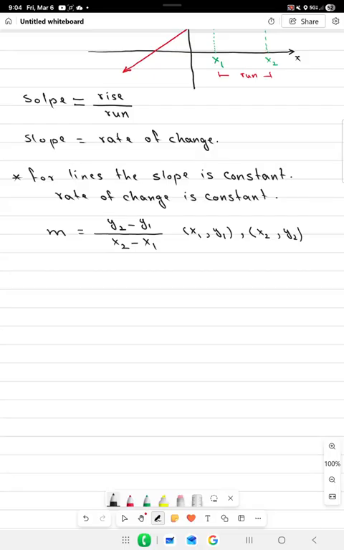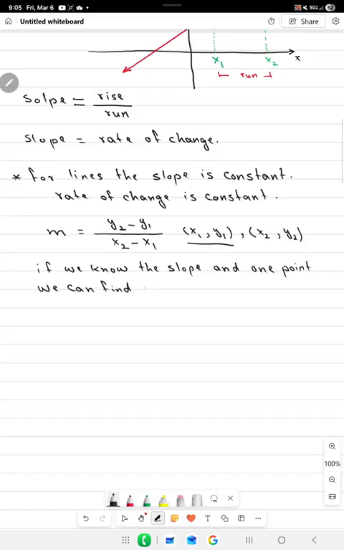And let me tell you, if we know the slope and 1 point, even 1 point, for example, x1, y1, we can find the equation for the line.